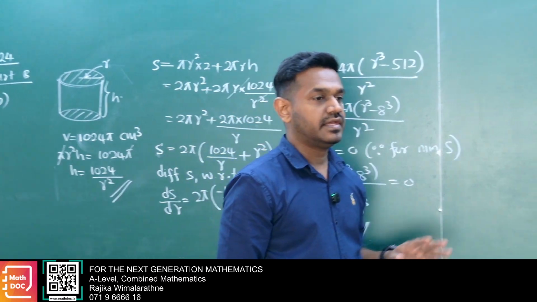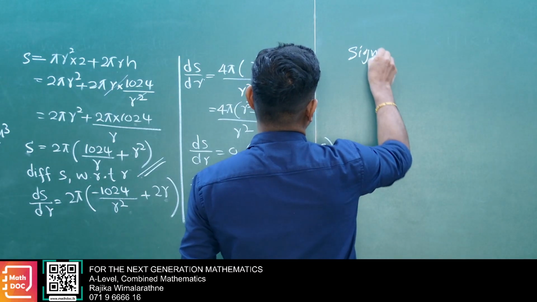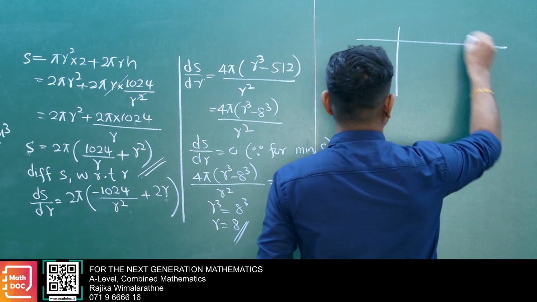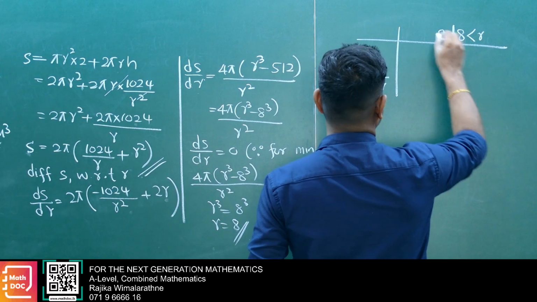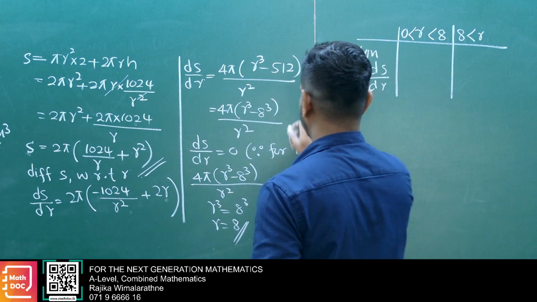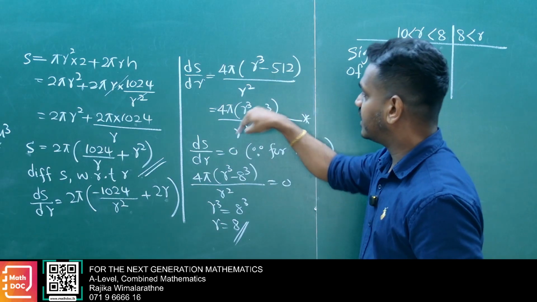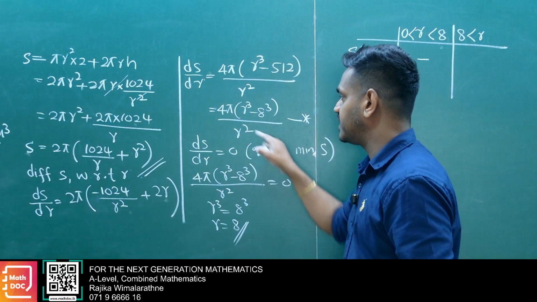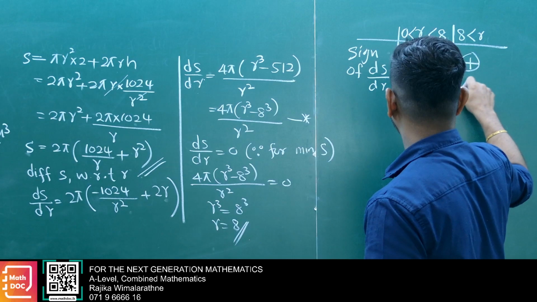Then sign of dS over dr about r equal 8. Here 8, greater than 8, less than 8. Then you take this one, that is dS over dr. Then r less than 8, this part is negative. R greater than 8, this part is positive. Then negative to positive variation means minimum.